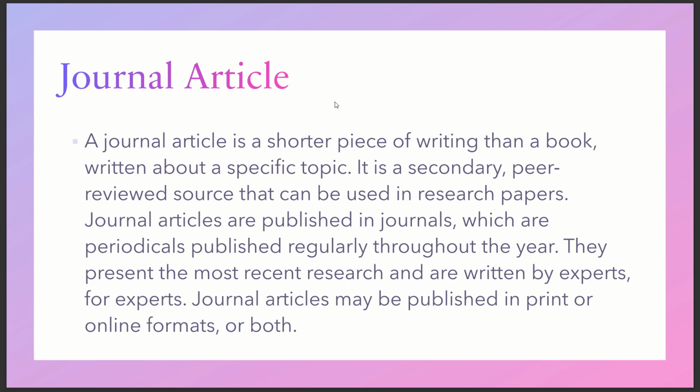Now we come to a journal article. What is a journal article? A journal article is a shorter piece of writing than a book. Okay, so it's shorter than a book, and it is mostly written about a specific topic. It is a secondary, peer-reviewed source that can be used in research papers.